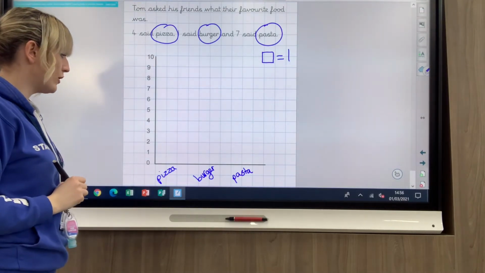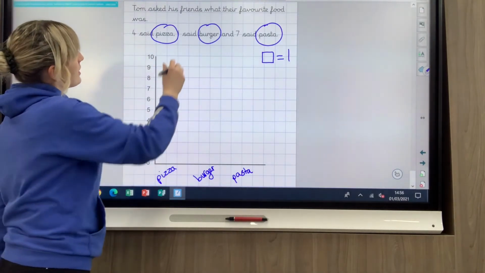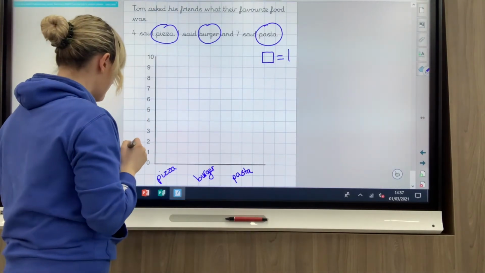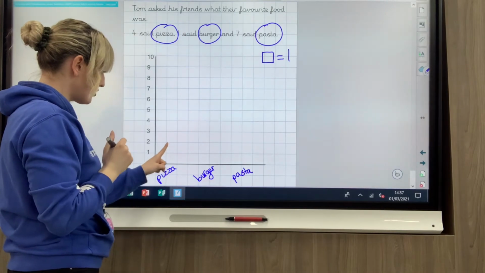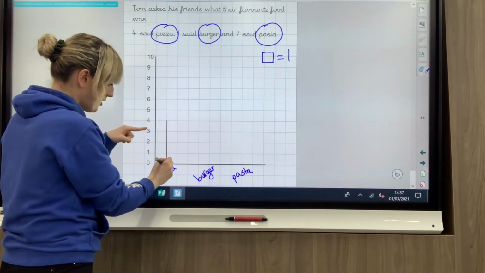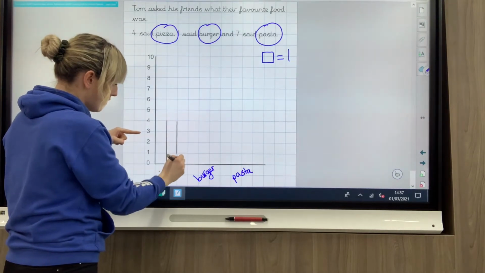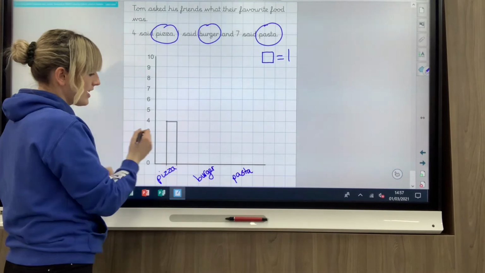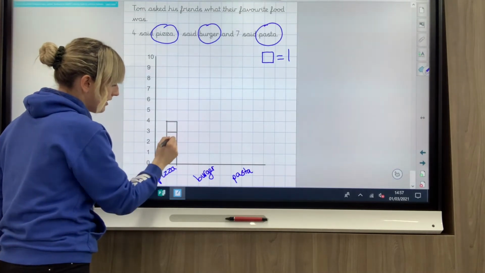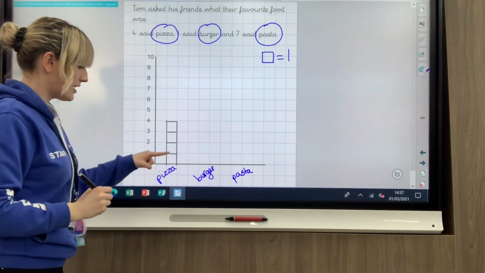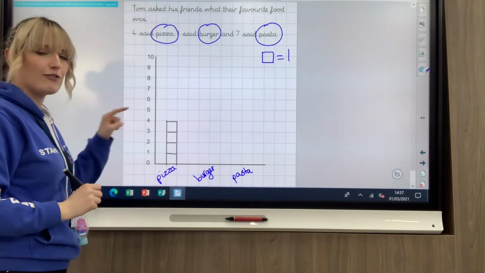So we need to draw 4 blocks. Now, it'll be helpful to use your ruler today. So I'm going to count up 4. 1, 2, 3, 4. And go along from 4 to draw the blocks. Okay, just like that. And you might want to draw the line for each block to make it really clear that it's 1, 2, 3, 4.